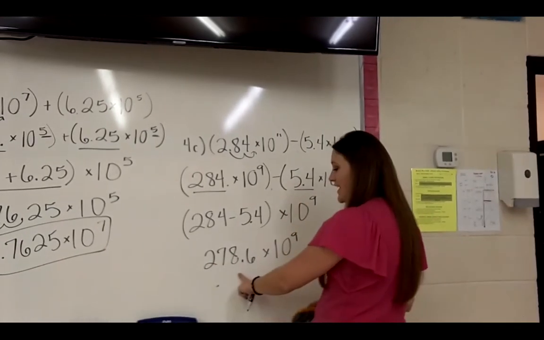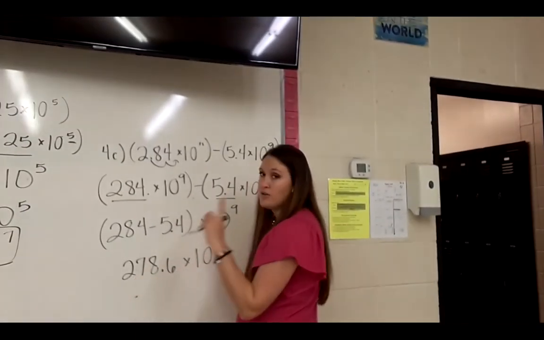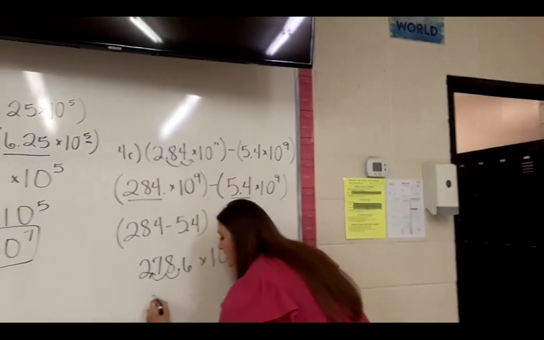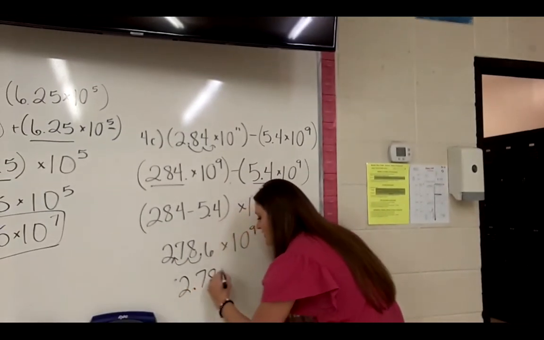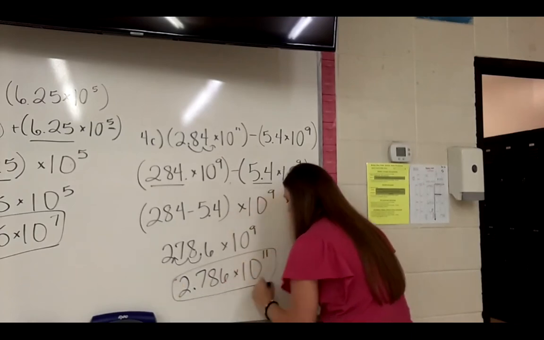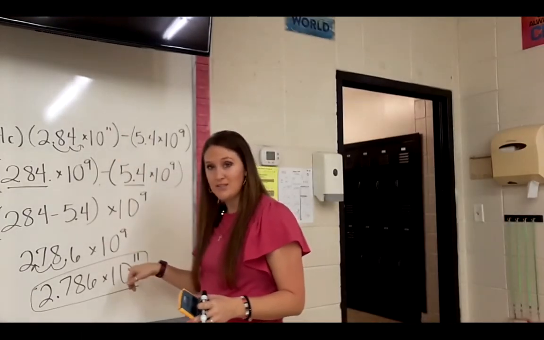We are not done because that's not in correct scientific notation. Your decimal should always be behind the first non-zero number. So I've got to go back and add 2 place values. So 2.786 times 10 now to the 11th power. If you kind of notice a pattern, most of the time it's going to start out with 1 and go back to it at the end.